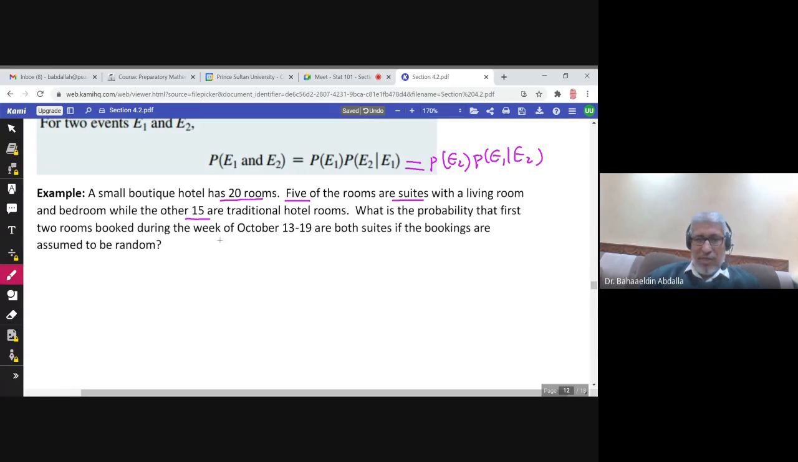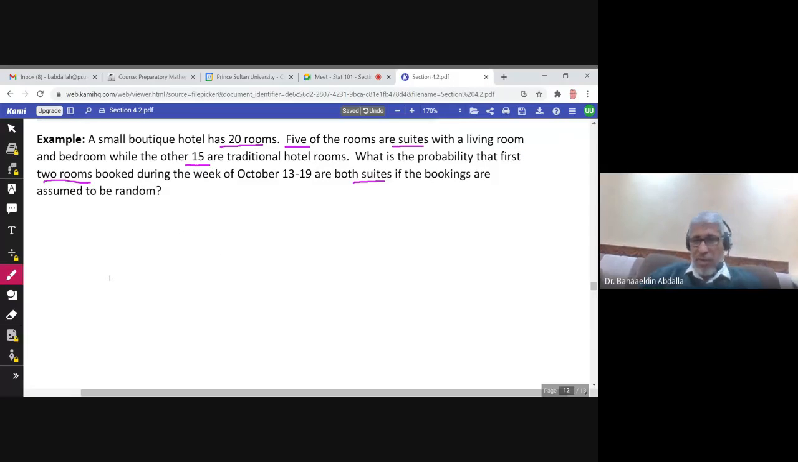What is the probability that the first two rooms booked, so we will choose two rooms, not one, during the week of October 13 to 19, are both suites? We need the probability that both rooms are suites if the bookings are assumed to be random. I solved a question before using the tree diagram. Whenever you are going to choose or select two, it would be very nice to draw a tree diagram.